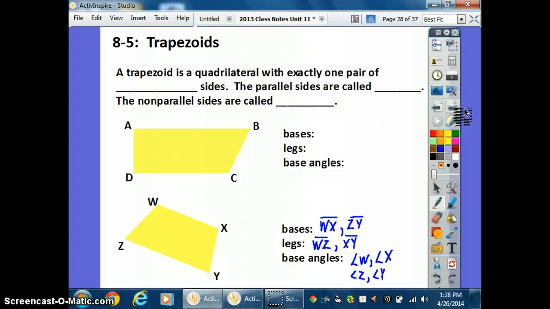Okay, and I hope you got these answers. WX and ZY for the bases. The legs WZ and XY. And the base angles are W and X. And then the other base angles are Z and Y.